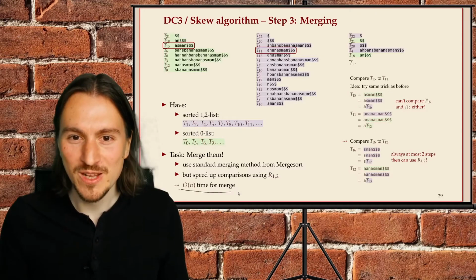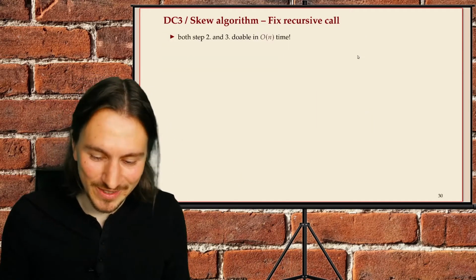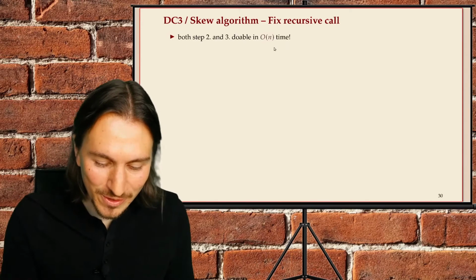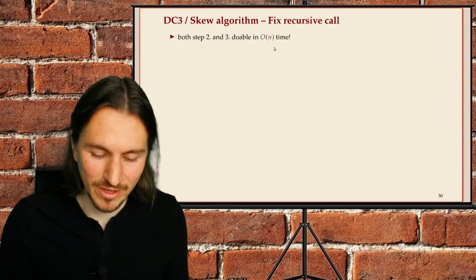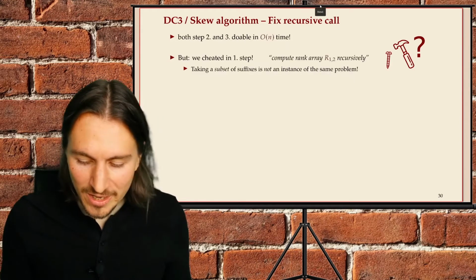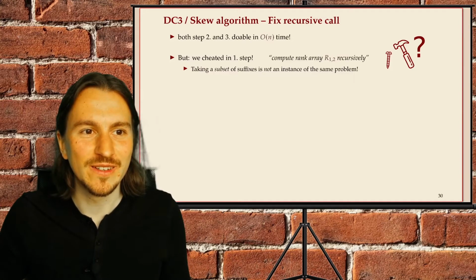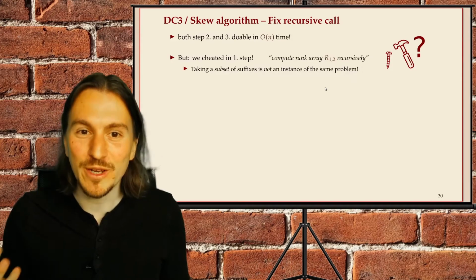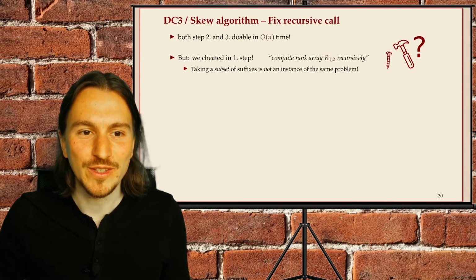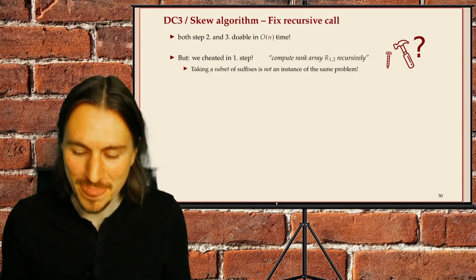Okay. This is almost it. Unfortunately, there's 1 or 2 caveats with this. So we've shown that both inducing the ranks for R3 is linear time and the merging is linear time. But if you look closely, we actually cheated in step 1. I simply said step 1 was recursively sort the suffixes that start at different positions, not a multiple of 3.